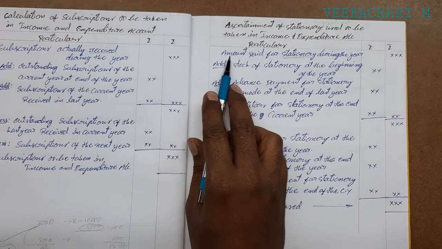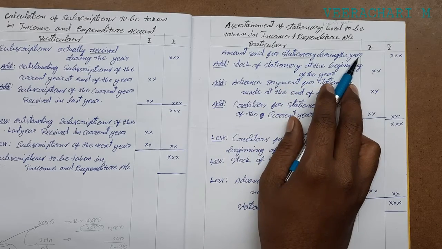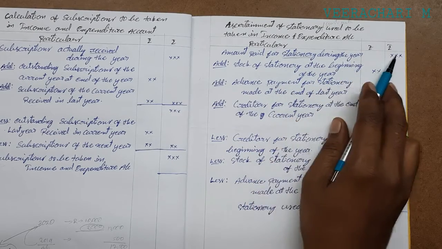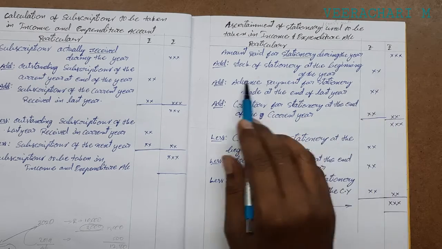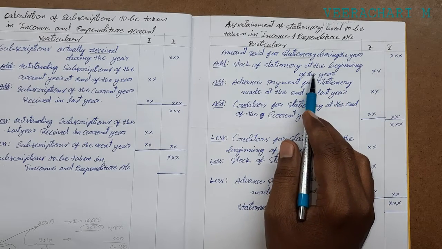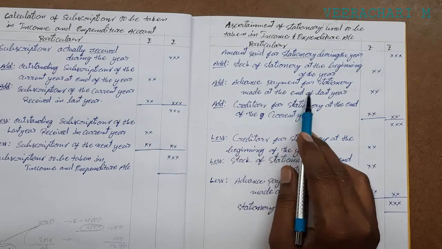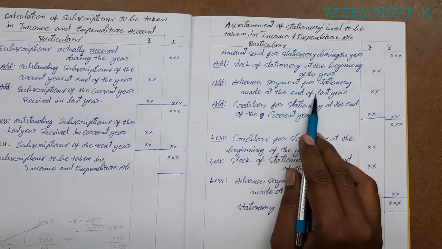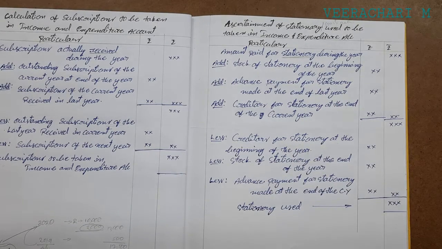So we can see there is the amount paid for stationery during the year. You can start with the stationery amount paid during the year. Add stock of stationery at the beginning of the year. Add advance payment for stationery made at the end of the last year. Last year's advance is related to the current year only, no? So that should be added to whatever is the current year amount paid.